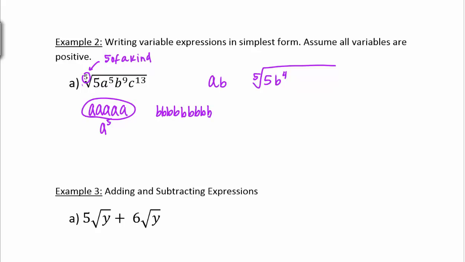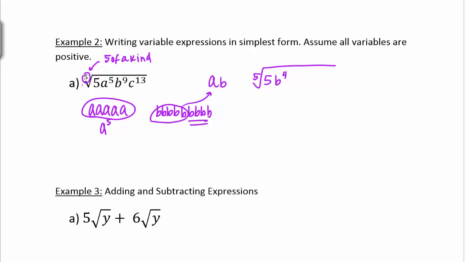I think I counted right. 1, 2, 3, 4, 5, 6, 7, 8, 9. And I'm looking for groups of 5. So I have one group of 5. That's what I brought out front. And I have 4 left over. So 4 has to stay underneath.